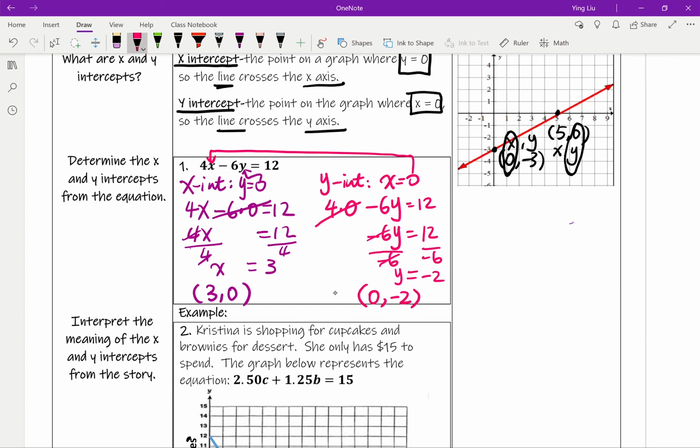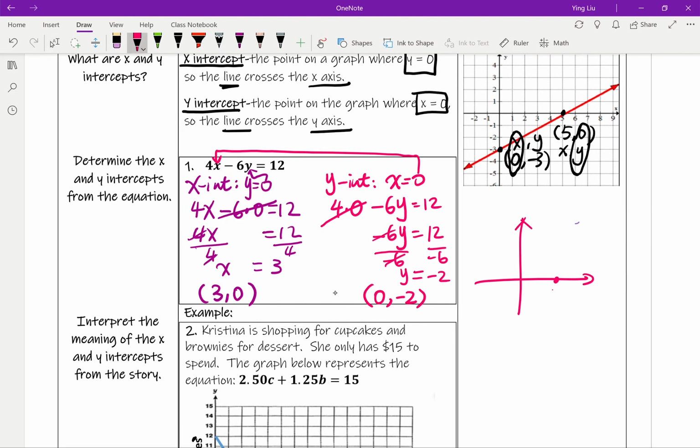So if we want to graph this line, I can just say, okay, one point, the x-intercept is 3 comma 0, and then the y-intercept is 0 comma negative 2, so about right here. So that's going to be my line. It's very convenient that way.